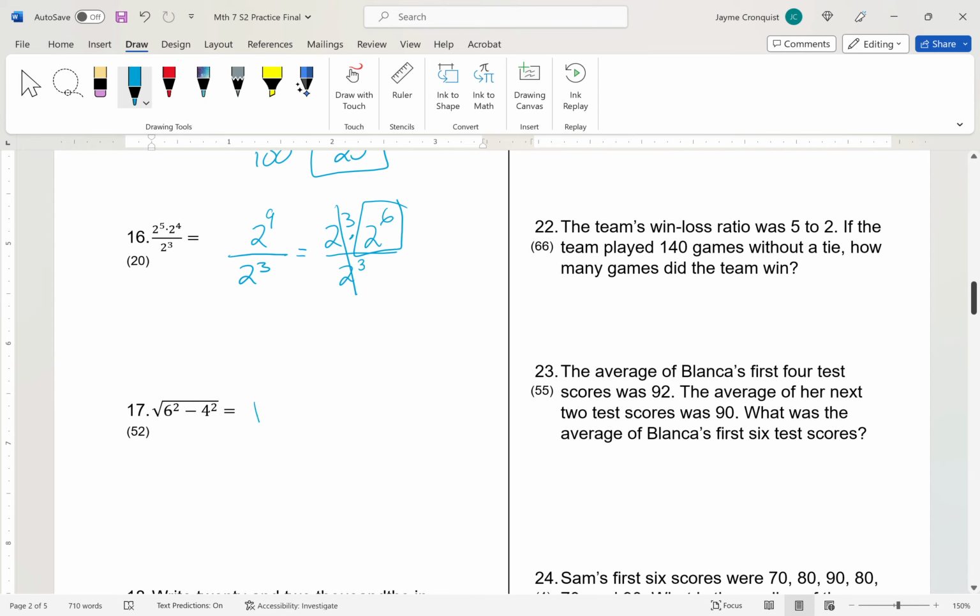Alright, square root of 6 squared is 36, minus 4 squared is 16. This gives us the square root of 20.